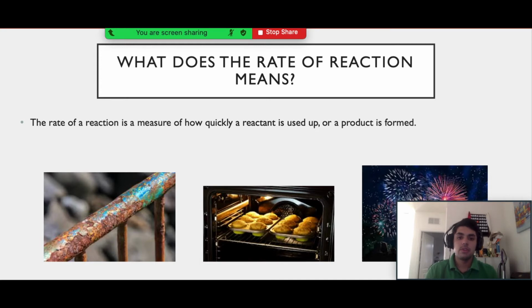So, what does the rate of reaction mean? The rate of reaction is a measure of how quickly a reactant is used up or a product is formed. The speed of different chemical reactions varies hugely. Some reactions are very fast and others are very slow. The speed of reaction is called the rate of the reaction.